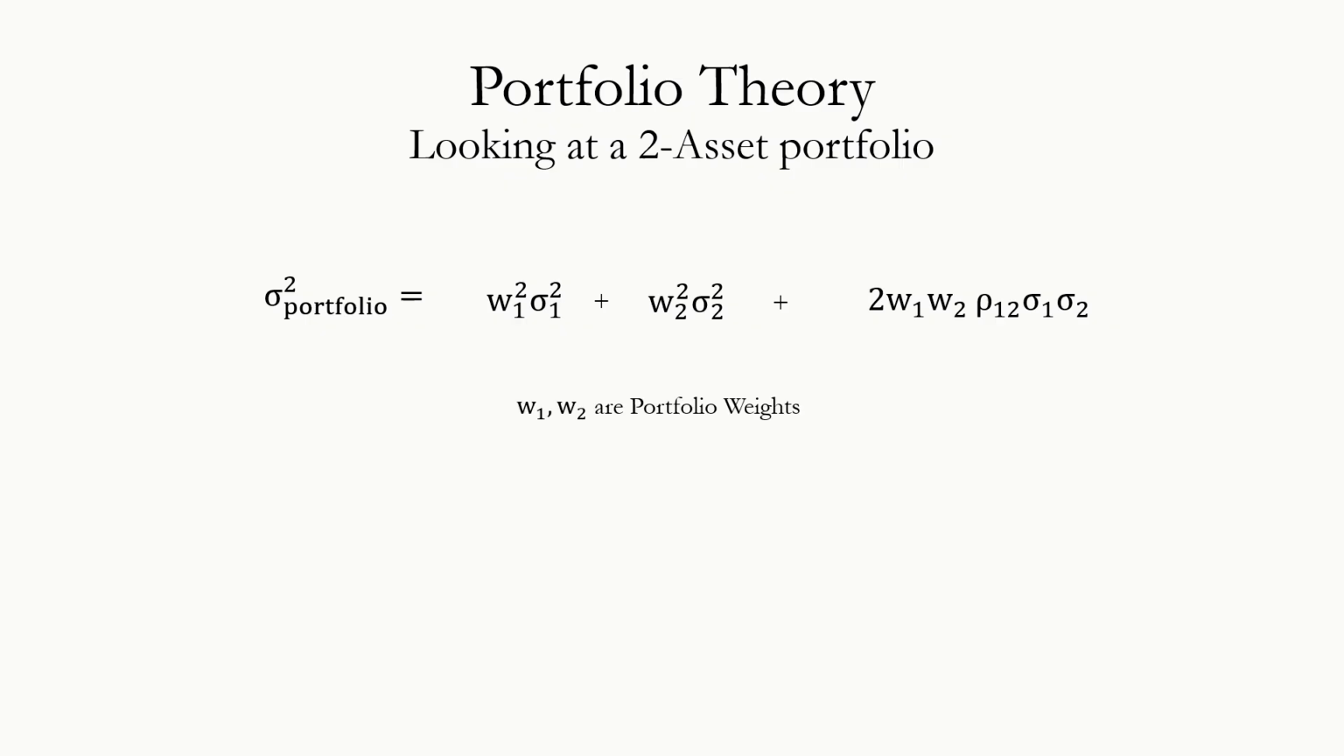So W1 and W2 are the portfolio weights. Sigma 1, sigma 2 are asset standard deviations. And finally, like I mentioned earlier, rho 1,2 is the correlation between the assets. Okay, so this is the standard formula for a two-asset portfolio. Now, in the next slide, we're going to show you two different types of assets, okay?